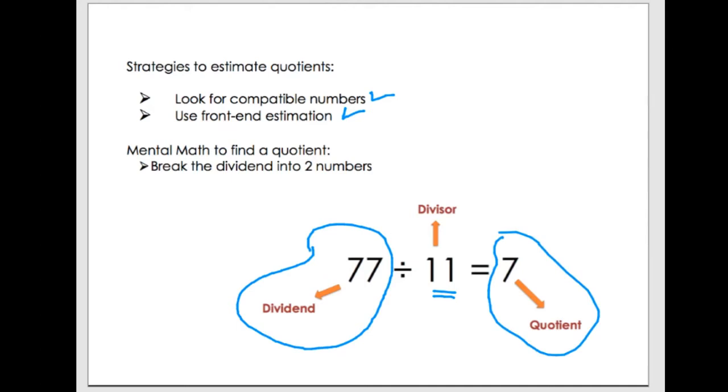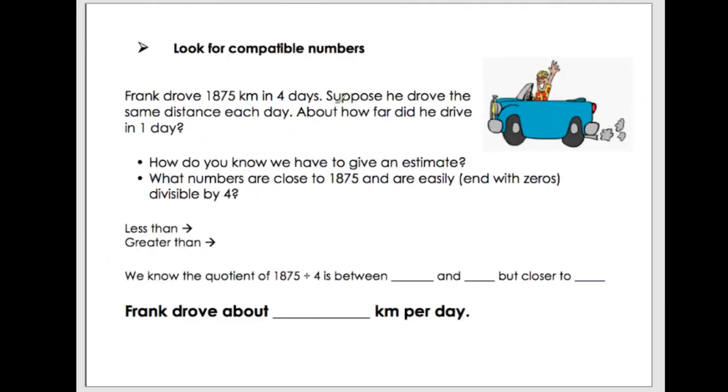So let's see, here we have a situation. Frank drove 1,875 kilometers in 4 days. Suppose that he drove the same distance each day. About how far did he drive in one day? So first question here for you guys: how do you know we have to give an estimate? Because, teacher, I see the word about here.